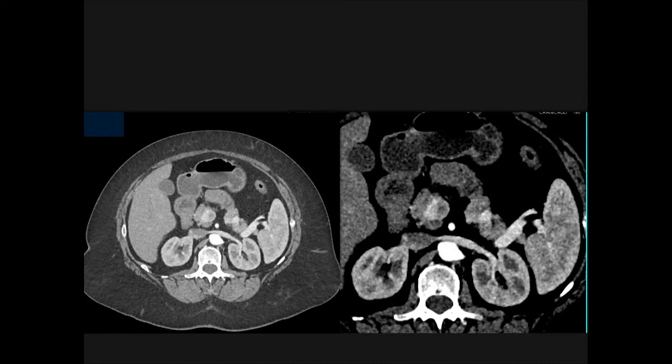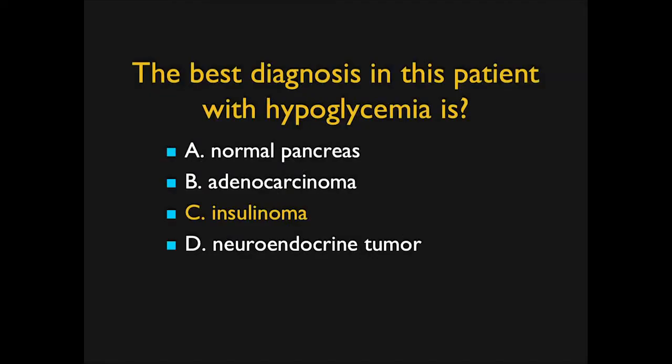I do find it at times it's difficult to make the diagnosis of insulinoma. It's very easy to miss small lesions, particularly under a CM. You need to be very careful, particularly looking at the images in multiple planes.